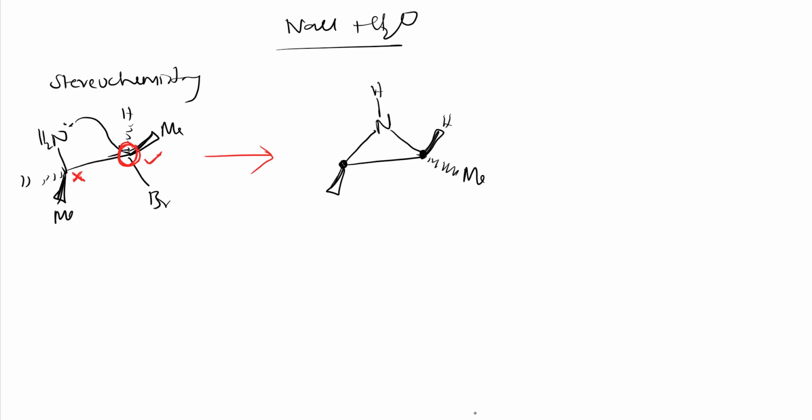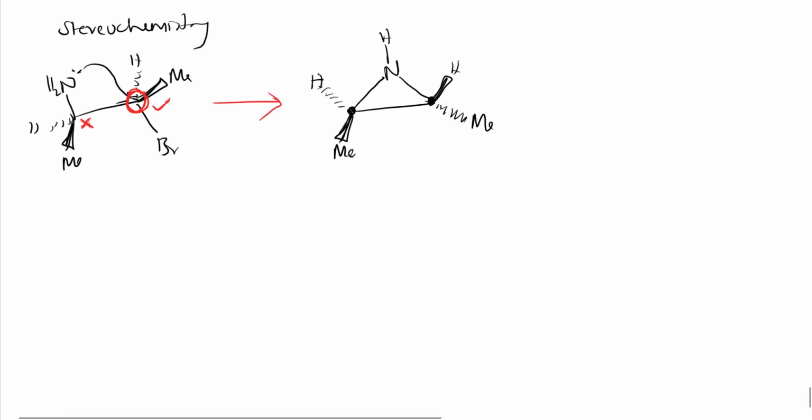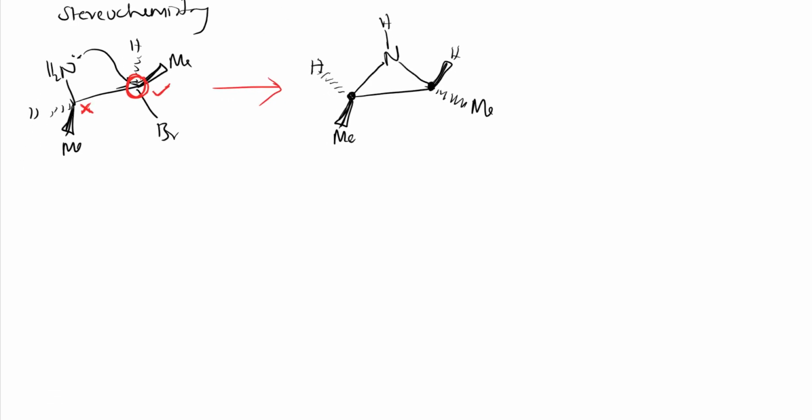Initially methyl was above, now also methyl is above, and hydrogen was below, now also it is below, right? So this is how we will get the compound. This stereochemistry you need to understand, right? So we shall go for the next method.